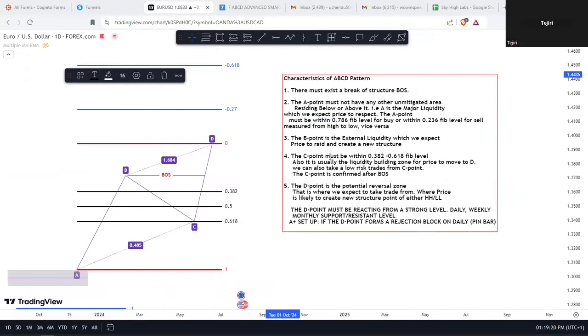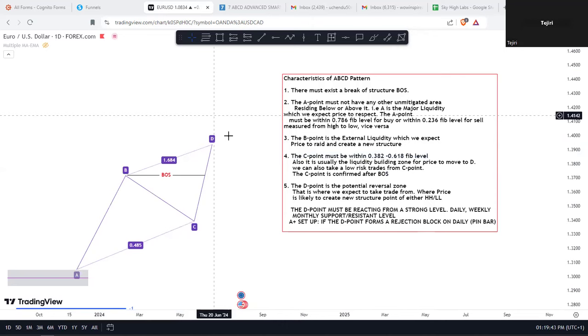Now, the C point must be within the 0.382 to 0.618 Fibonacci level. Also, it is usually the liquidity building zone for price to move to point D. We can also take low risk trades from the C point. The C point is confirmed after the break of what? Structure. So let me explain them one after the other.